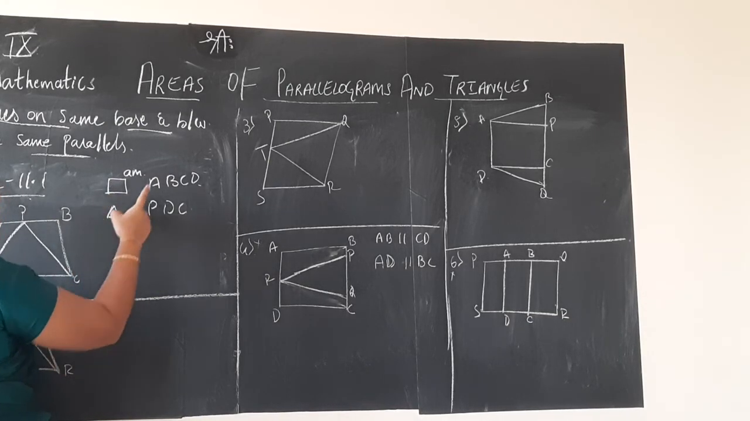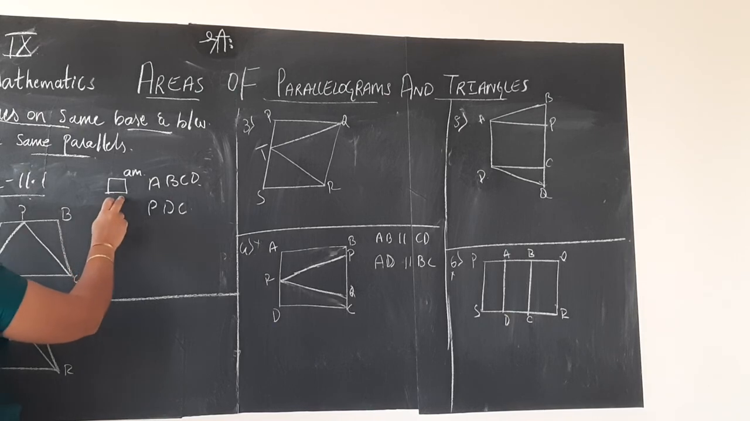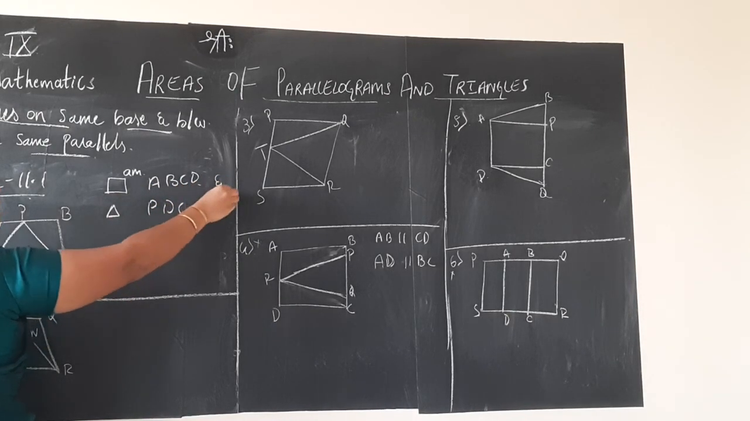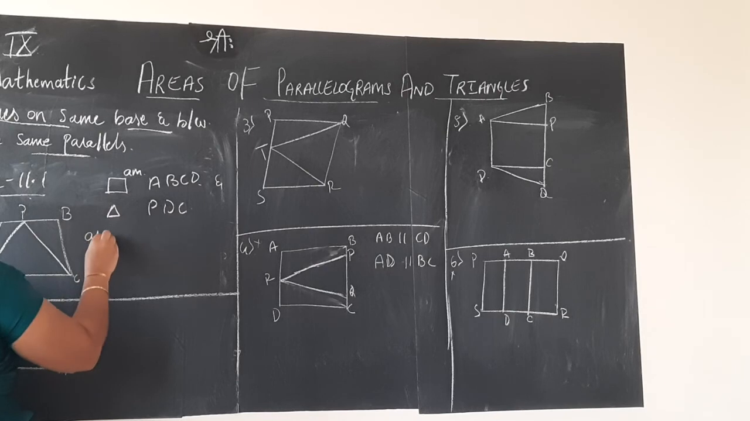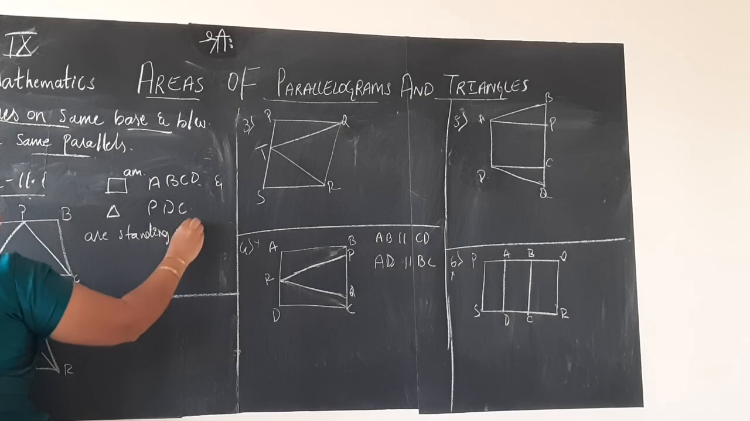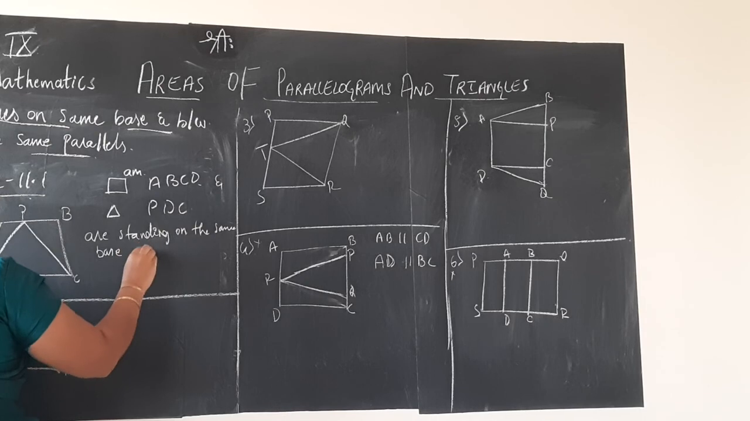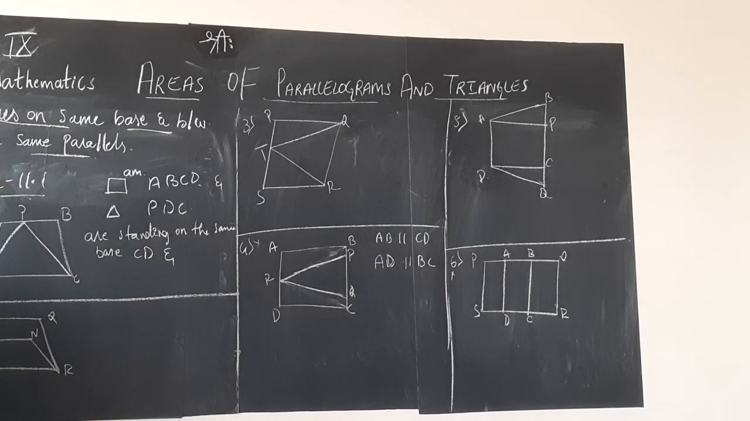For all the problems, you should write one sentence like this throughout, children. I will be telling orally for a few, but you should put it in your classbook in sentence form. Parallelogram ABCD and triangle PDC are standing on the same base CD, and we should find out whether they are between the same parallels or not.